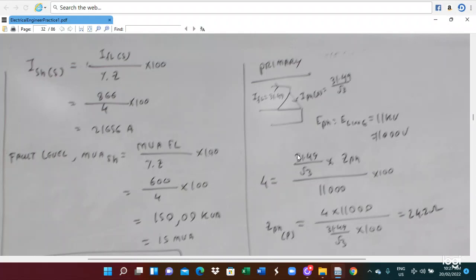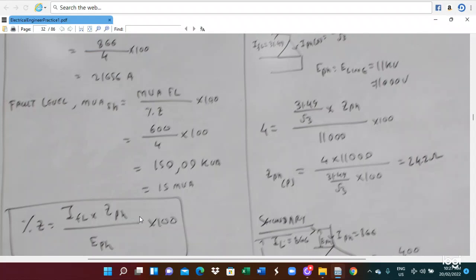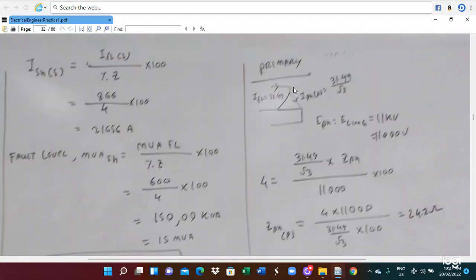So the primary impedance has to be calculated. In this case the primary percentage impedance is 4% given, and we also have to calculate the full load current. Full load current means the phase current. The primary full load current we already know is 31.49. For the delta connection, phase current is the line current divided by √3. So we get 31.49 divided by √3.